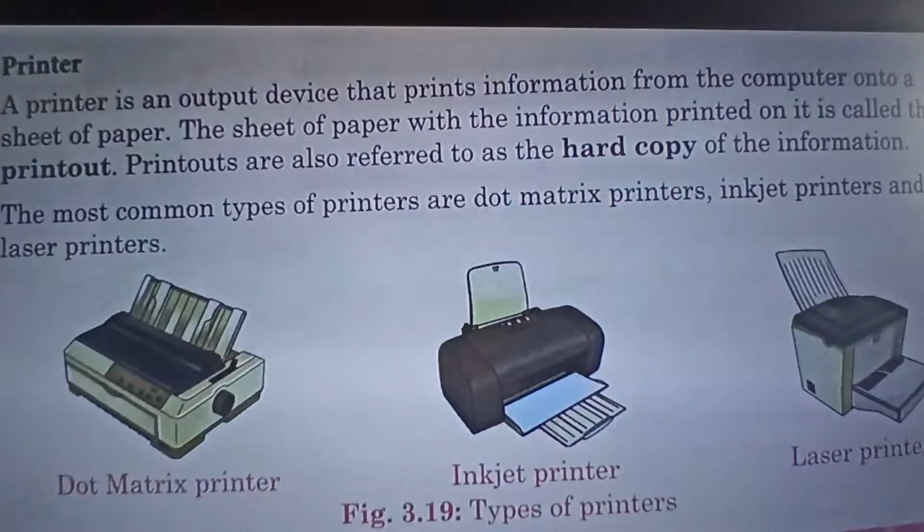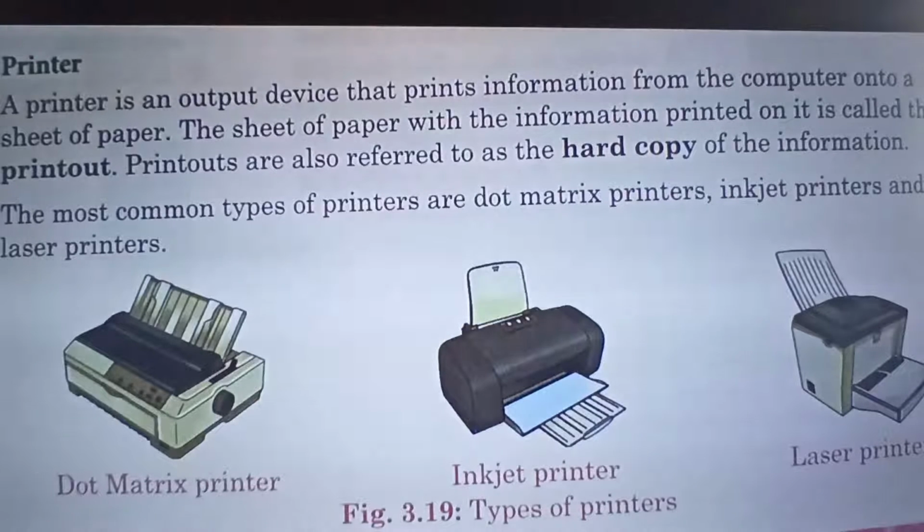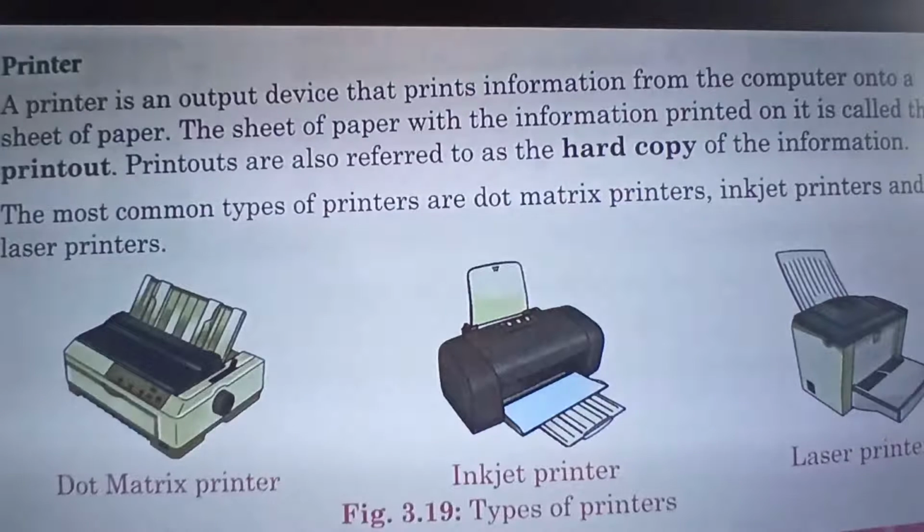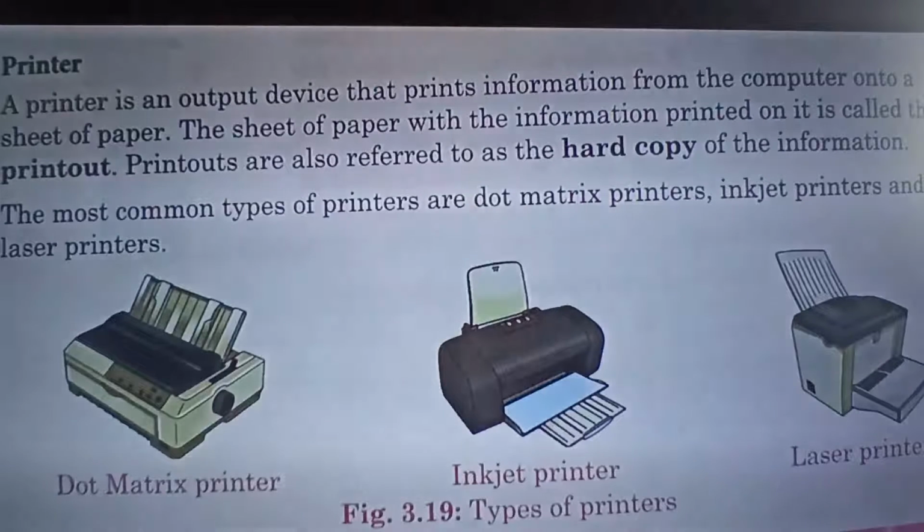The sheet of paper with the information printed on it is called the printout. Printouts are also referred to as the hard copy of the information. The most common types of printers are dot matrix printers, inkjet printers and laser printers.